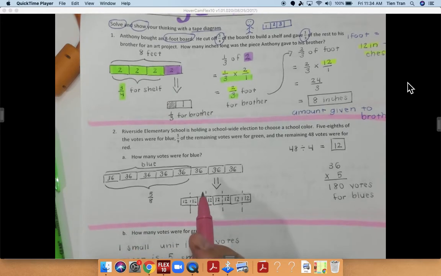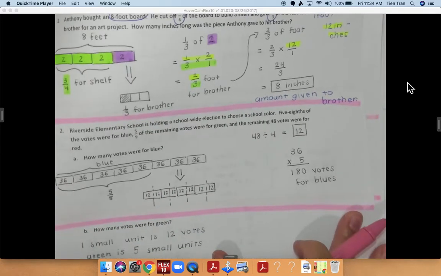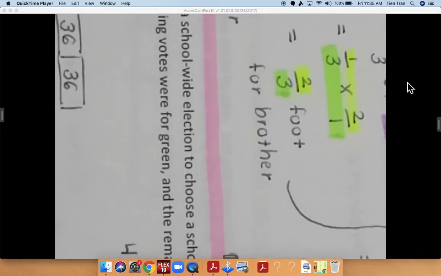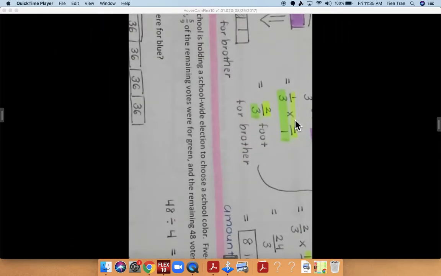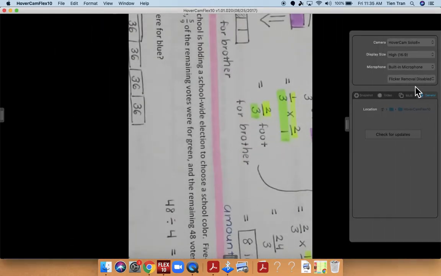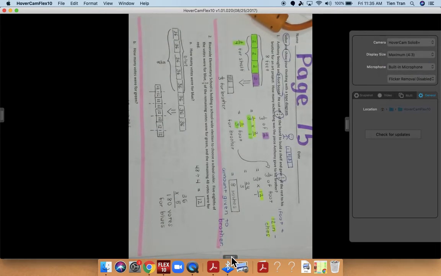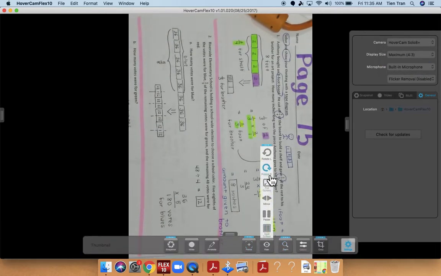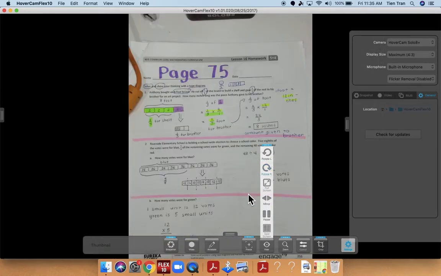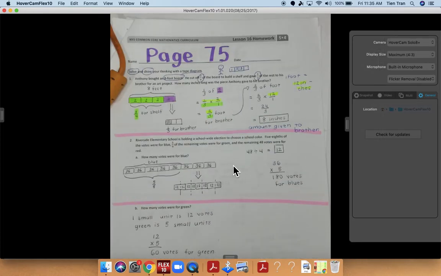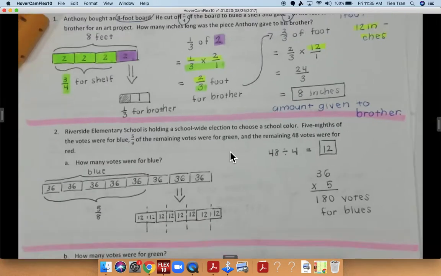Now, problem number 2. Let me move this over. Whoa, what happened there? Okay, that was interesting. It suddenly moved. I think because I touched the wire. I should not touch that. Okay, let me zoom in again. Sorry about that, boys and girls.